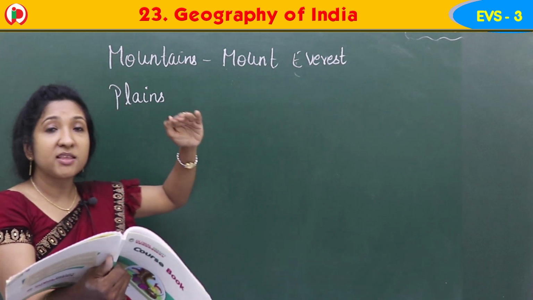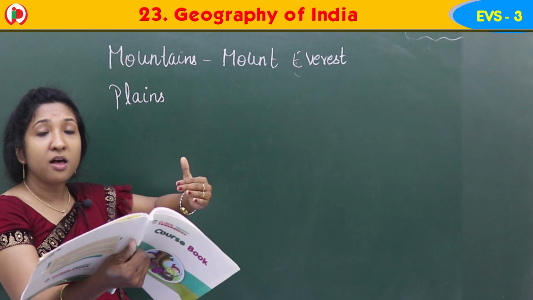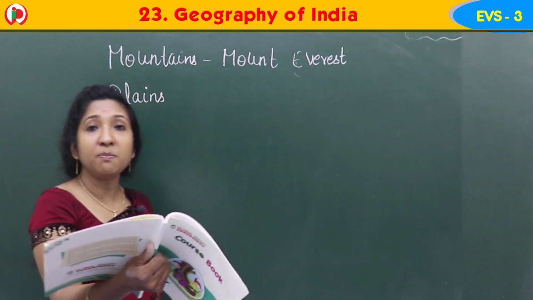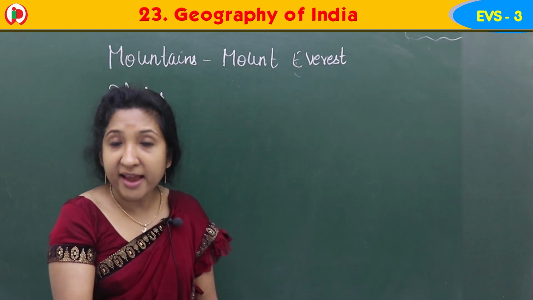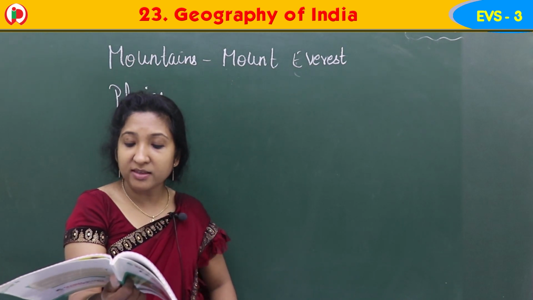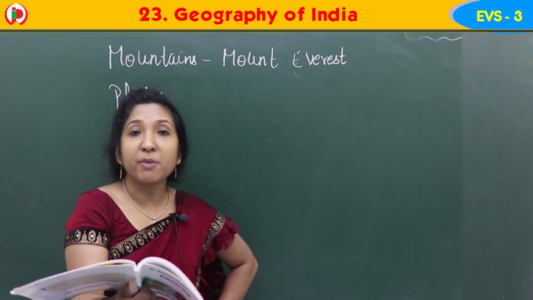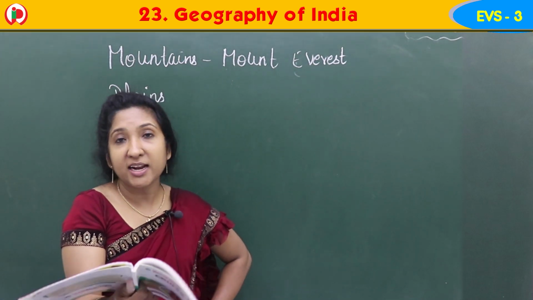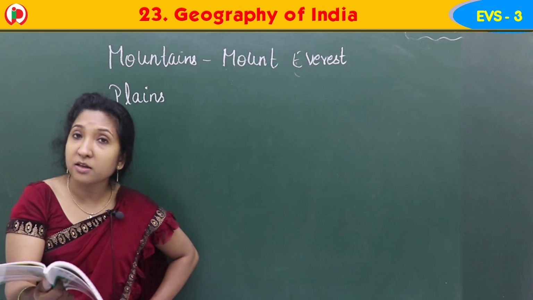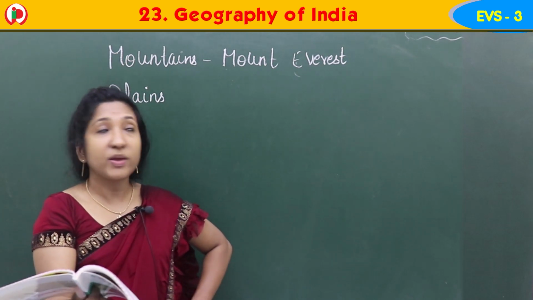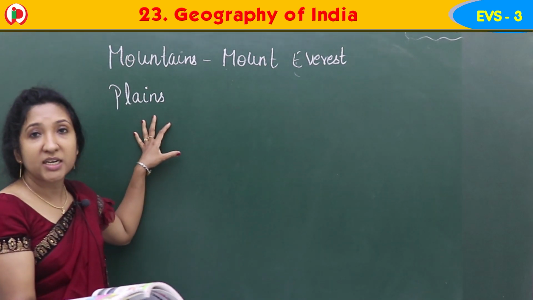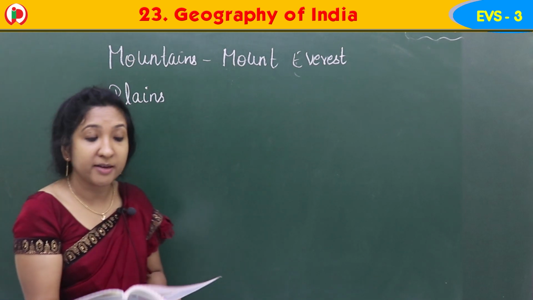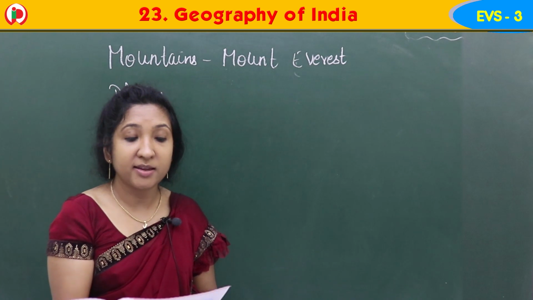We can see the northern plains just below the Himalayas. The land is very fertile here, and the rivers flowing from the mountains leave behind fine sand called silt, which is very good for growing crops. That's why this area is thickly populated. People live here because we can grow many crops and live nicely.